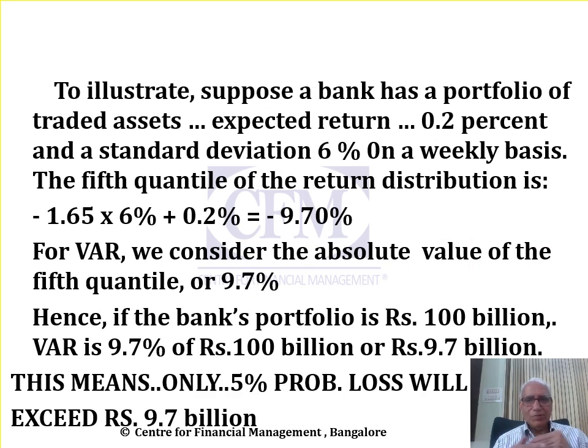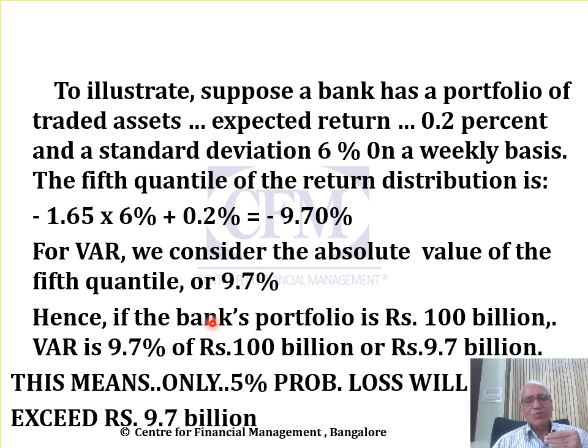To illustrate, suppose a bank has a portfolio of traded assets which have an expected return of 0.2% and a standard deviation of 6% on a weekly basis. The fifth quantile of the return distribution is minus 1.65 times the standard deviation plus expected return, which is 0.2%. This is minus 9.7%. For VAR, we consider the absolute value of the fifth quantile or 9.7%.